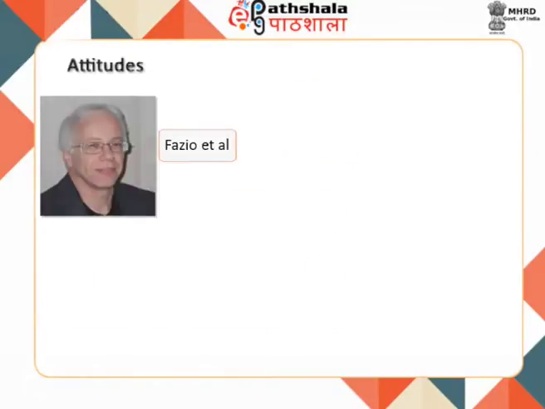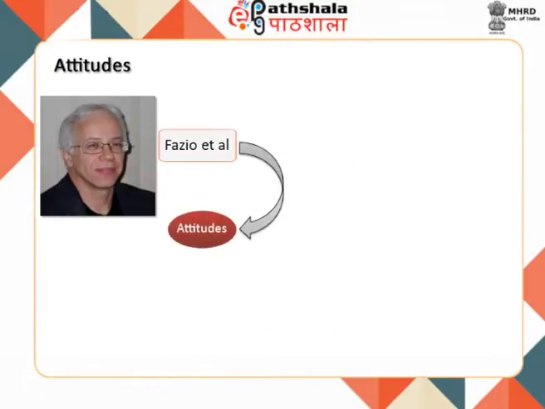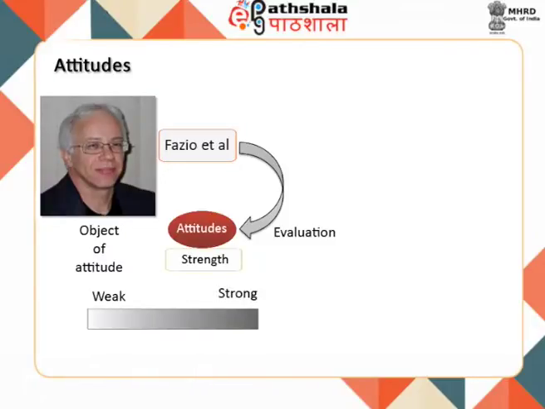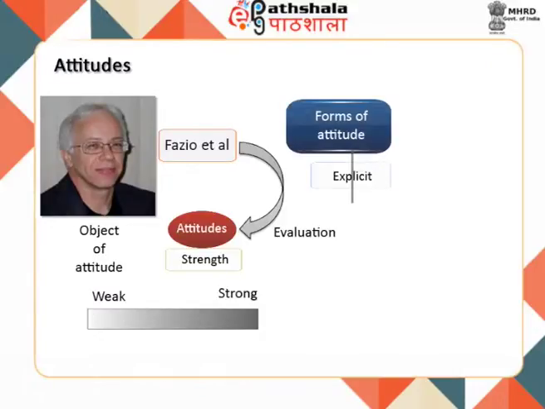According to Fazio et al., an attitude is a link between an object of attitude and its evaluation. The strength of the attitude can vary along a continuum from strong to weak. Many of our attitudes are explicit, that means we are conscious of them, while other attitudes may be implicit, that means they are uncontrollable and not accessible to us consciously.